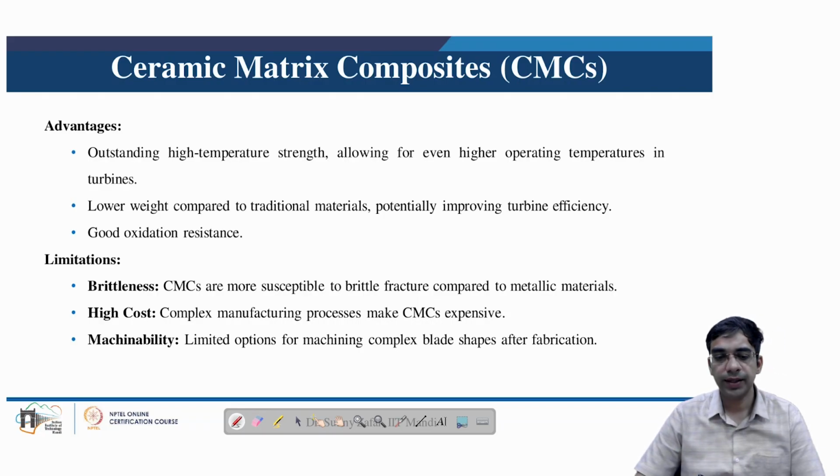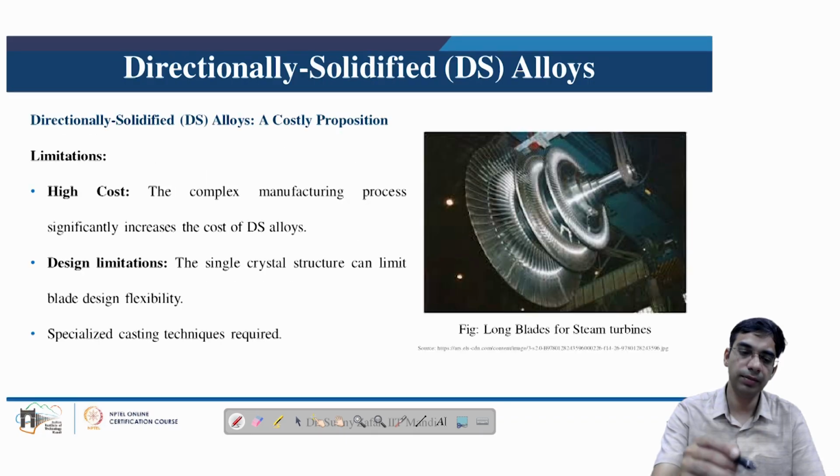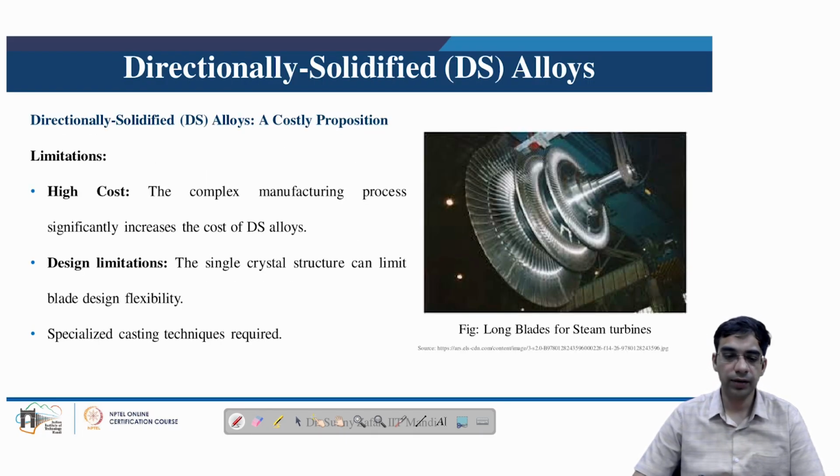The advantages of ceramic matrix composites include outstanding high temperature strength, even allowing the turbine to operate at high temperature, and lower weight compared to traditional materials. This improves the turbine efficiency to a great extent, and they also have good oxidation resistance. But there are certain limitations like brittleness, high machining cost, and limited machining options because these are extremely hard, so creating complex shapes of blades from ceramic matrix composites is difficult. Regarding directionally solidified alloys, it is a costly proposition, and design limitations are also there because the single crystal structure can limit design flexibility, and they need very specialized casting techniques which may increase the overall cost of the materials.